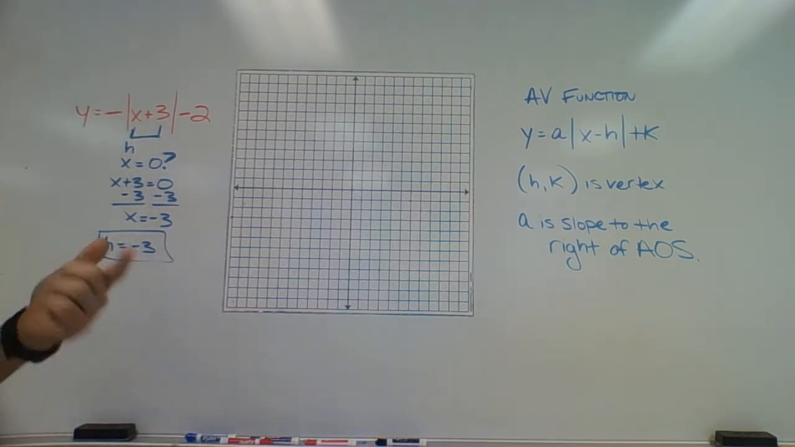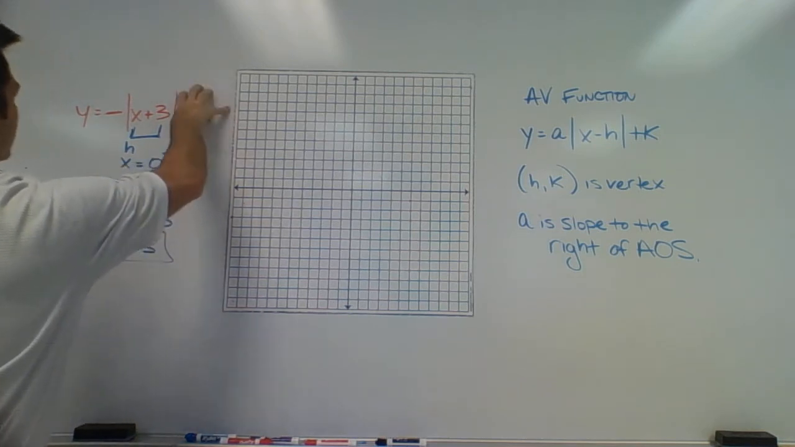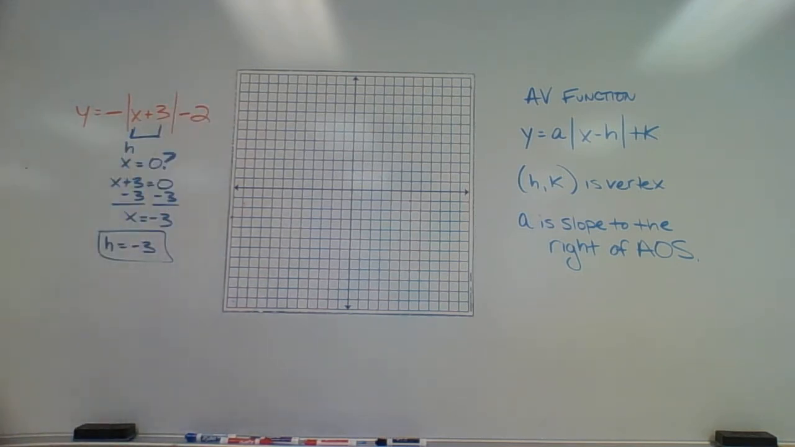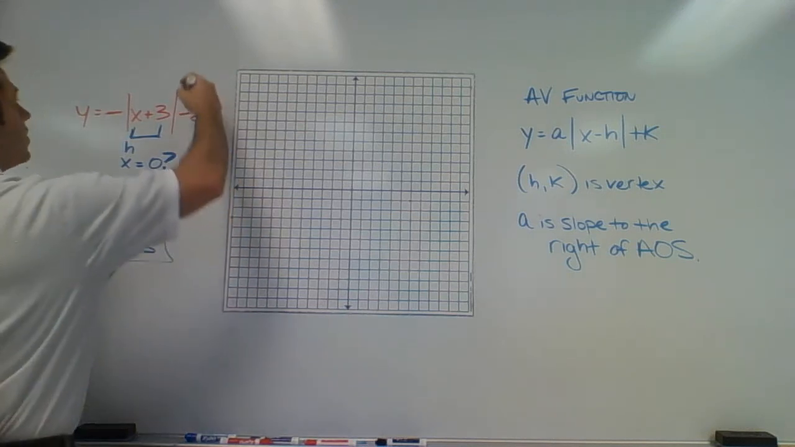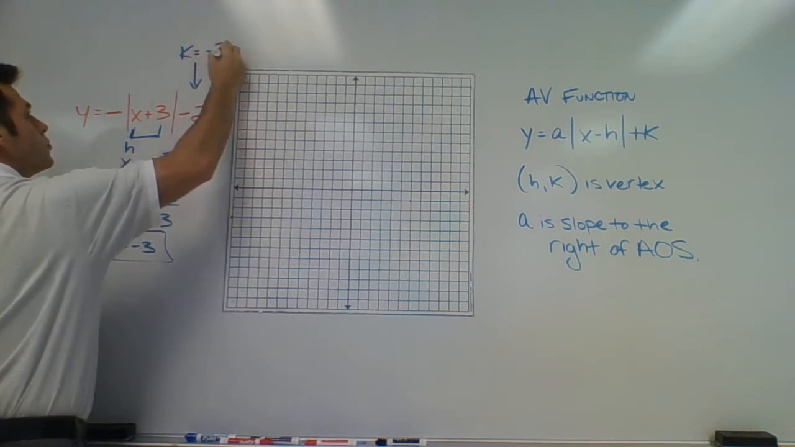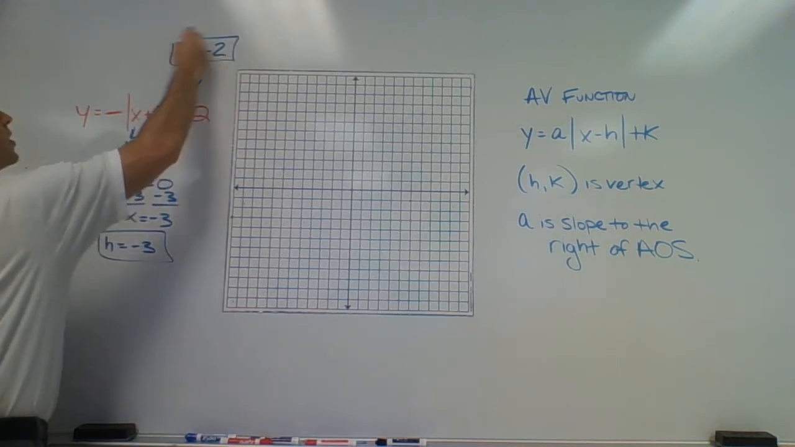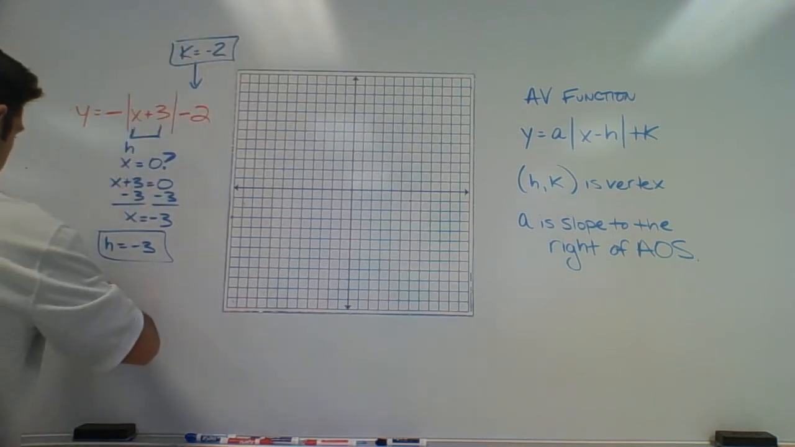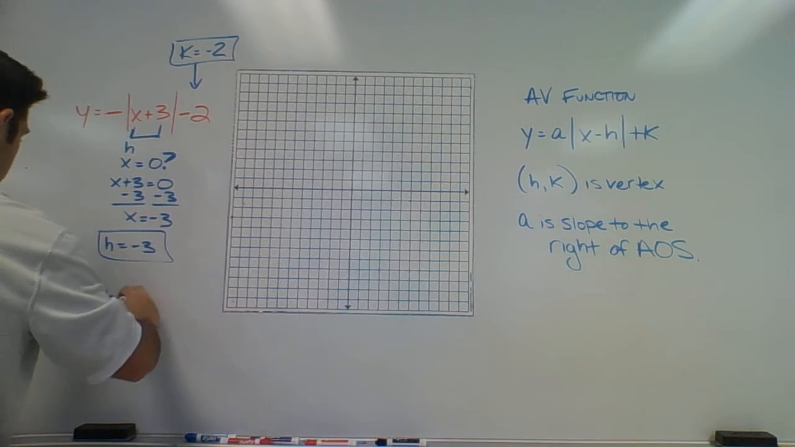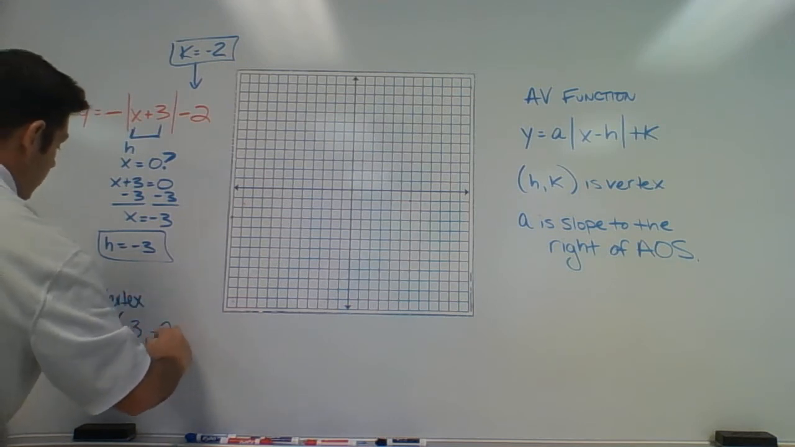Our k value, the second part to that vertex, is right here behind the absolute value. We can take that at face value, and what we see is what we get. So our k value here would be the number negative 2, which means with the h being negative 3 and the k being negative 2, our vertex for this problem would be negative 3 comma negative 2.